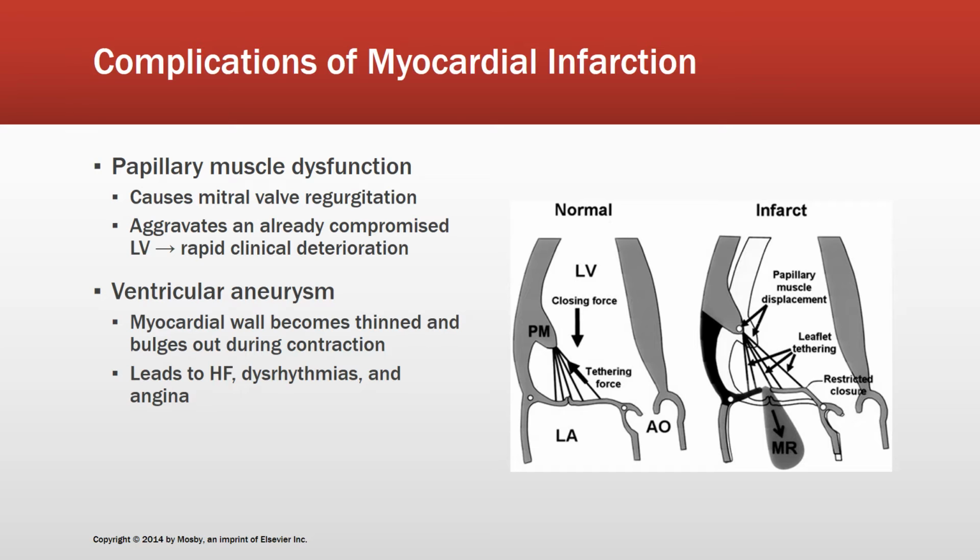The patient with ventricular aneurysm may experience heart failure as well, may have some dysrhythmias and angina. Besides ventricular rupture, which is fatal, ventricular aneurysms harbor thrombi. These can lead to an embolic stroke as well.